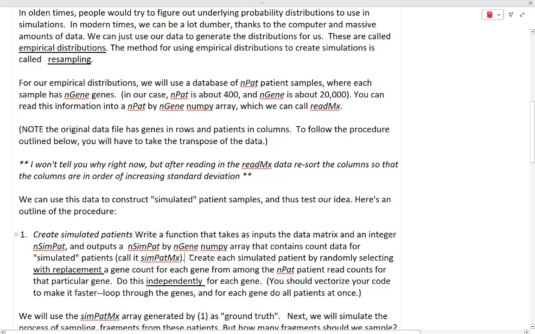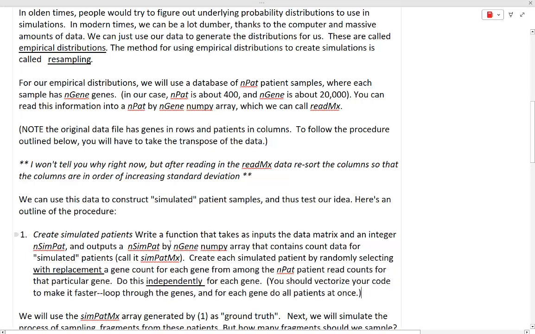So, create each simulated patient by randomly selecting with replacement a gene count for each gene from among the npat patient read counts for that particular gene. Do this independently for each gene. You should vectorize your code to make it faster. Loop through the genes and for each gene, do all patients at once.